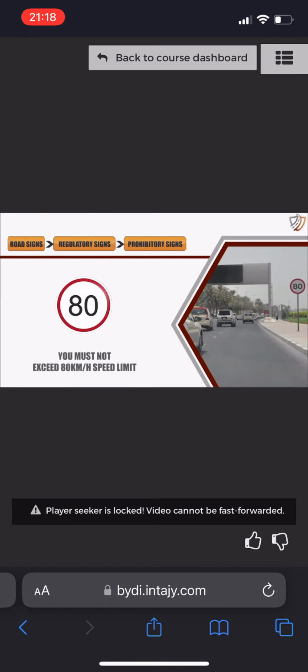Maximum speed 80 km per hour. The sign displays the maximum speed limit allowed to drive on that road. You must not exceed the speed limit as posted on the sign. It is posted on roads to advise you about the speed limit of that stretch of road.